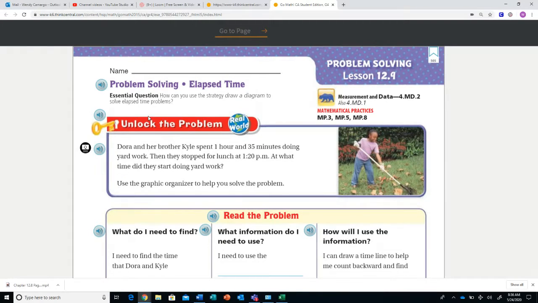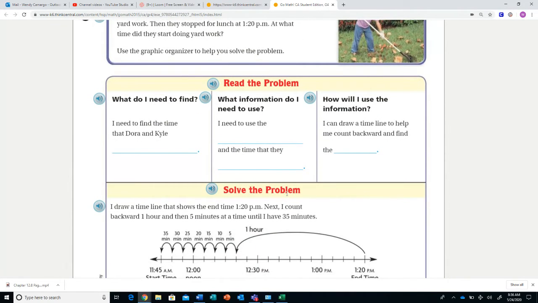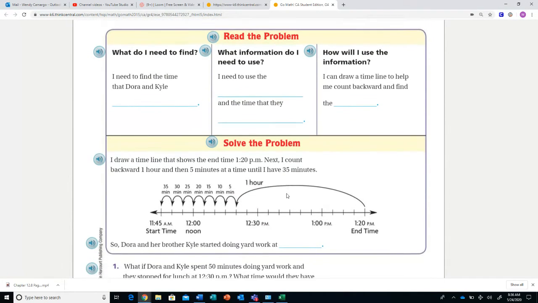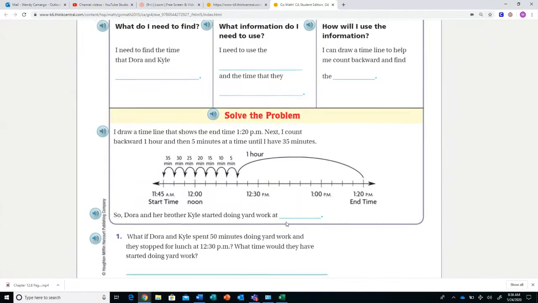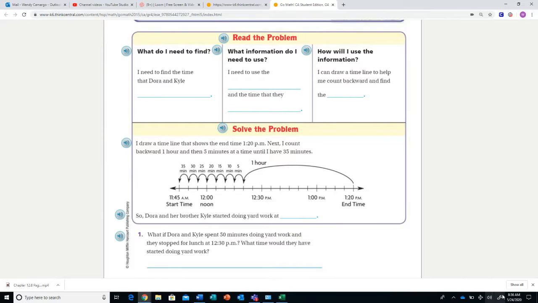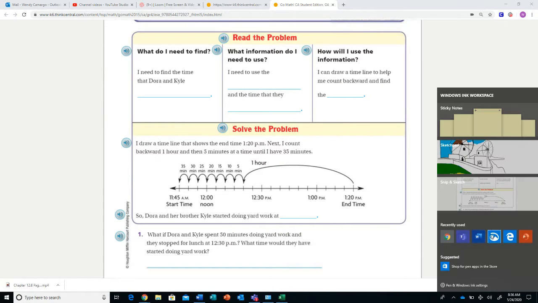All right, unlock the problem. Dora and her brother Kyle spent 1 hour and 35 minutes doing yard work. Then they stopped for lunch at 1:20. At what time did they start doing yard work? Use the graphic organizer to help you solve the problem. And so you get this nice organizer down here.